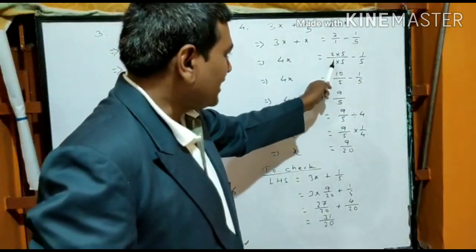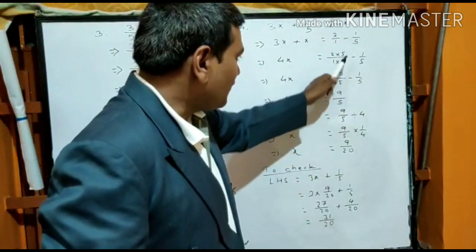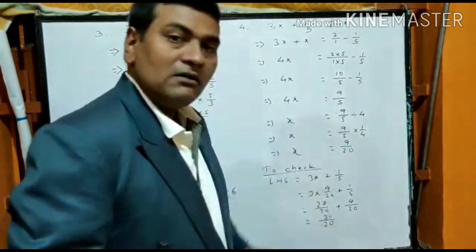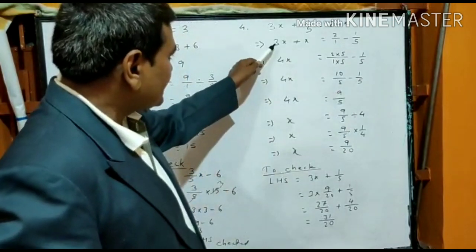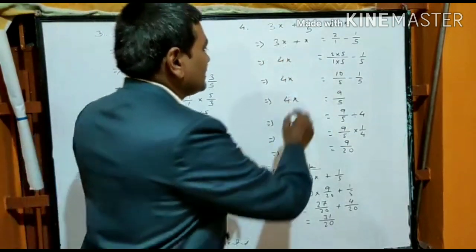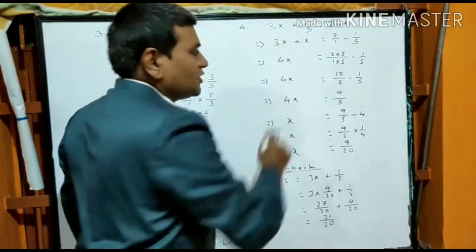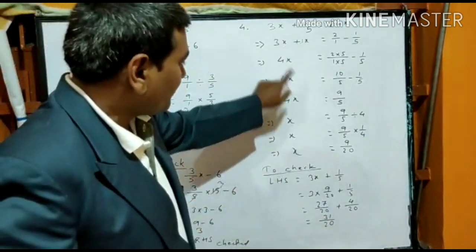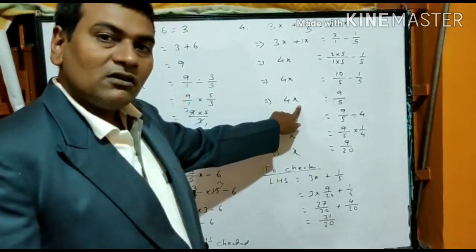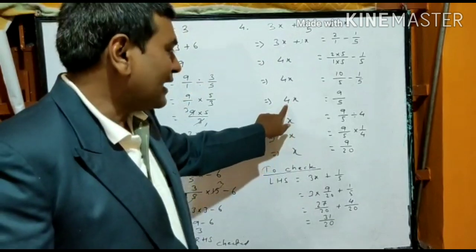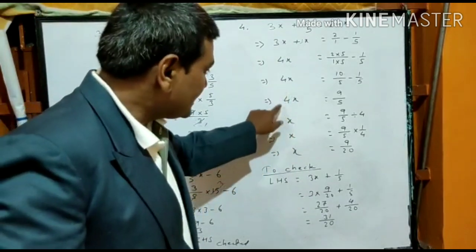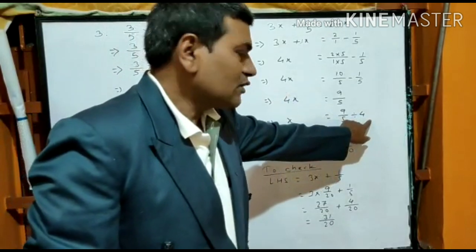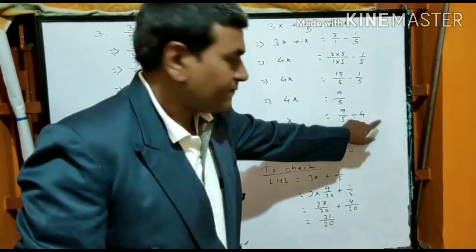Now as you know, make the denominator the same. It is 2 fives are 10 minus 1, 9, 9 by 5. In the left hand side 3x and it is 1x. 3 plus 1 is 4, 4x. Now 4 is multiplied here by x, or x is multiplied by 4. So 4 is a multiplier, and to the right side it will be the divisor.